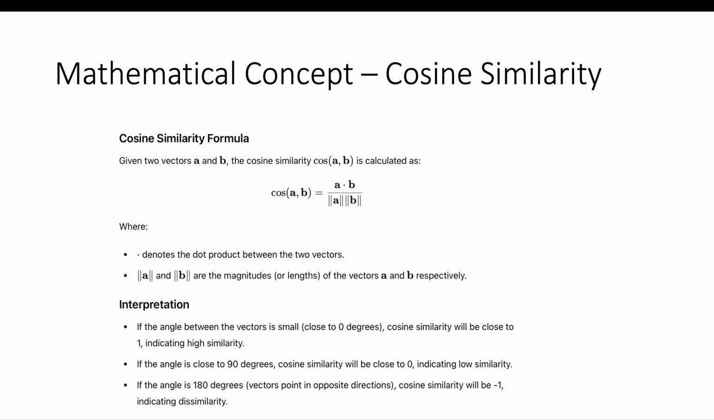It should be this person. Okay, if the cosine similarity will be -1, it means it's completely dissimilar. And if it's close to 0, it means indicating low similarity. Basically, cosine similarity values vary from -1 to 1. So this is the mathematical concepts around what we are doing.